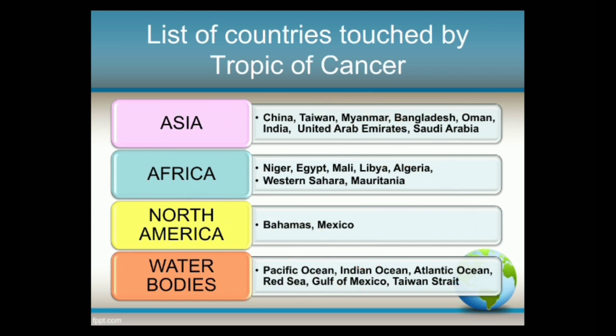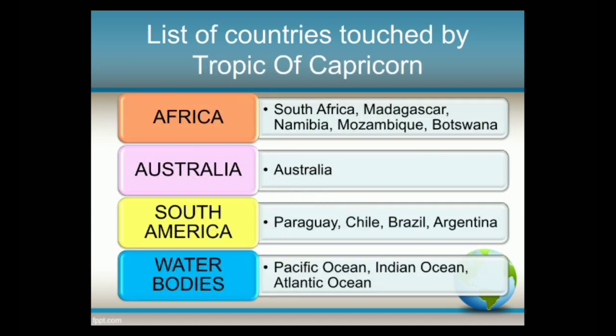Next, here is the list of countries touched by Tropic of Cancer. You all please take a screenshot of this. It passes through 8 countries including India in Asia, 7 countries in Africa, 2 countries in North America, and 6 water bodies. Here is the list of countries touched by Tropic of Capricorn. It passes through 5 countries in Africa, 4 countries in South America, 3 water bodies, and Australia. You all can take a screenshot of this.